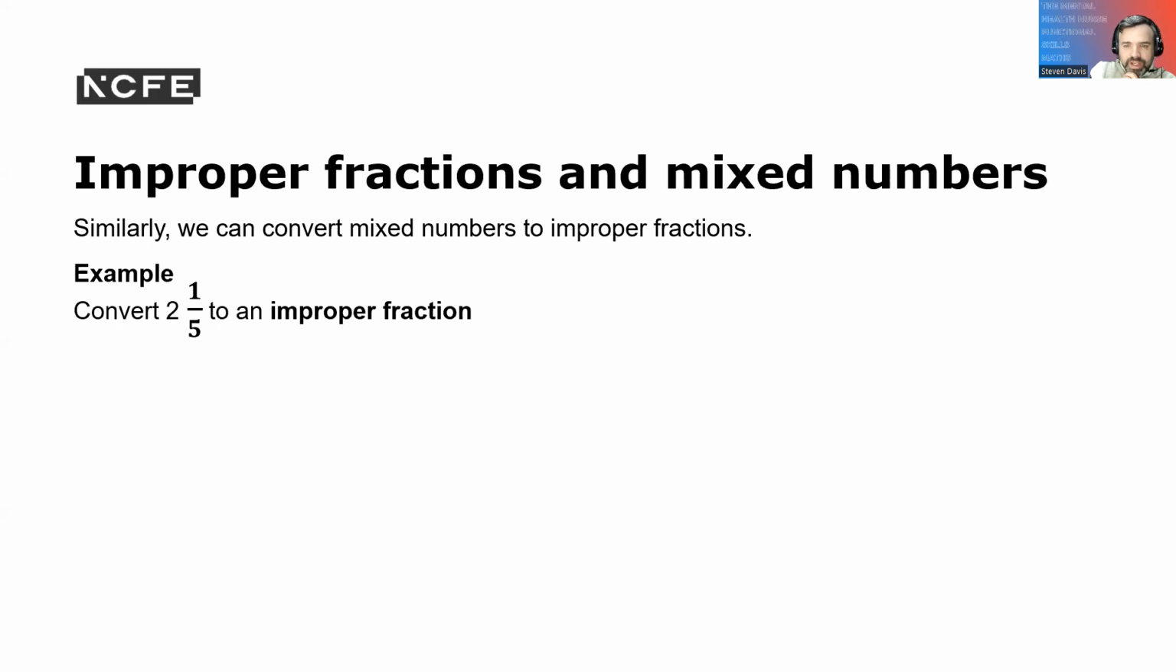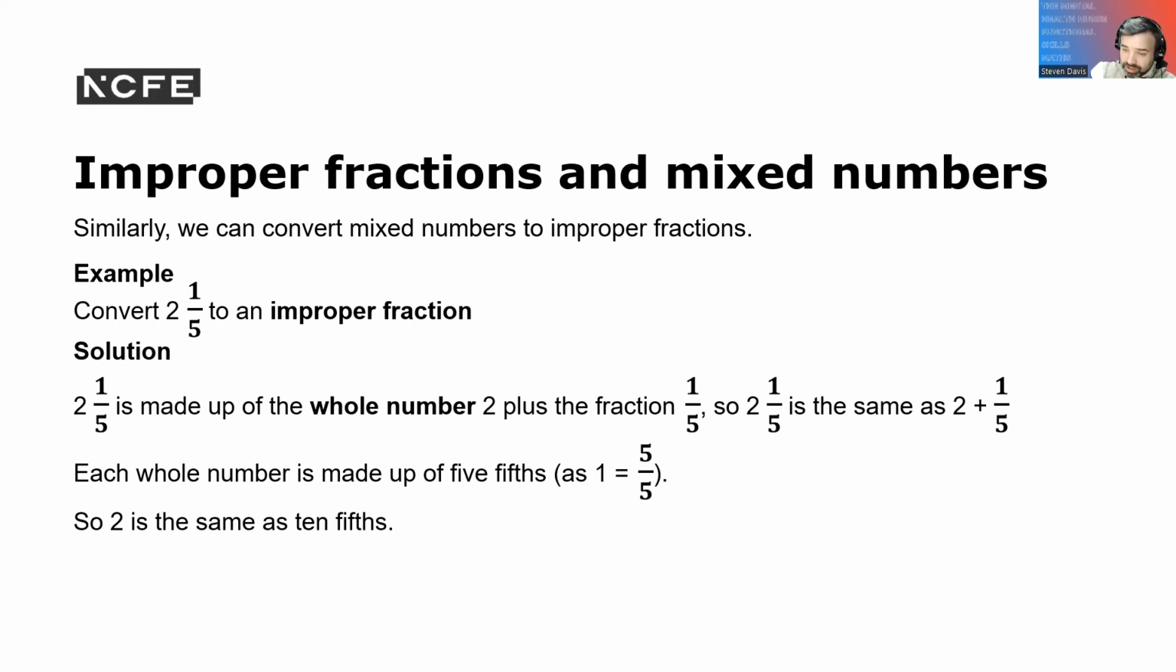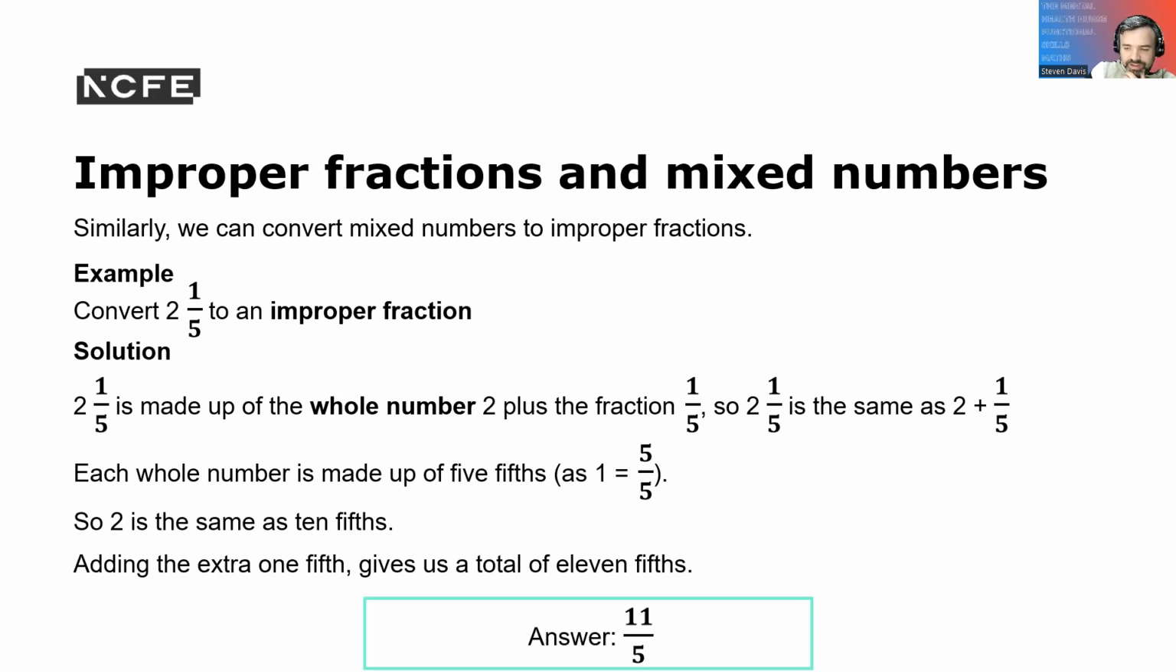Simplify. We can also convert mixed numbers to improper fractions. For example, convert 2 and 1/5 to an improper fraction. 2 and 1/5 is made up of a whole number of 2 plus the fraction 1/5. Each whole number is made up of 5/5, as 1 equals 5/5. So 2 is the same as 10/5. Adding the extra 1 gives us a total of 11/5. So the answer is 11/5.